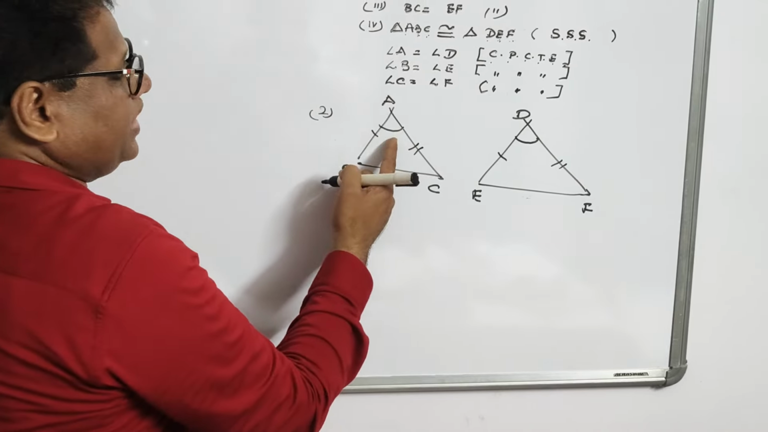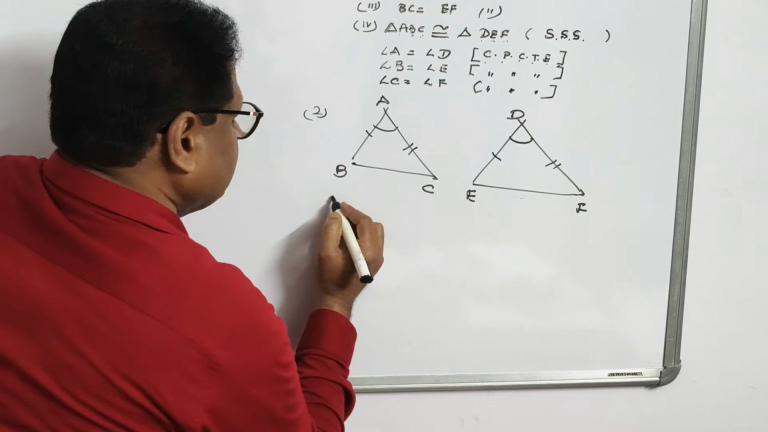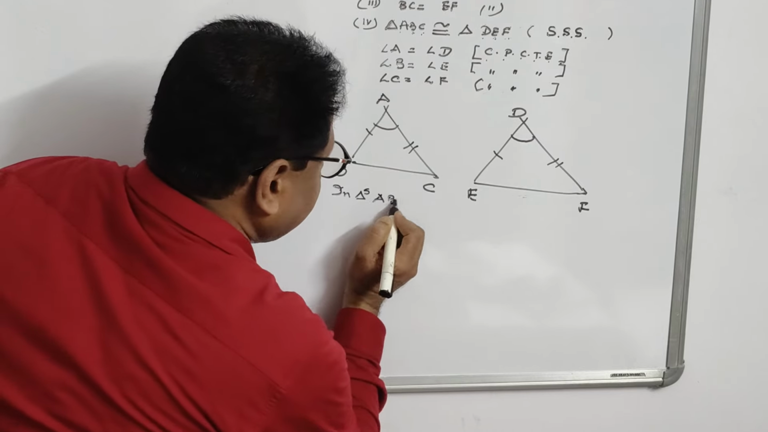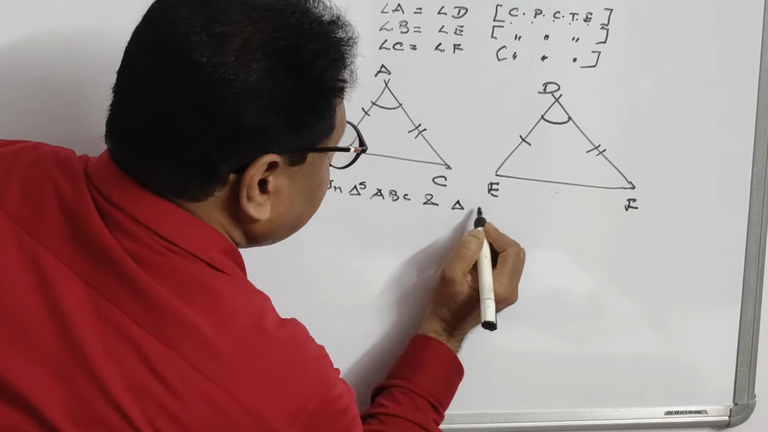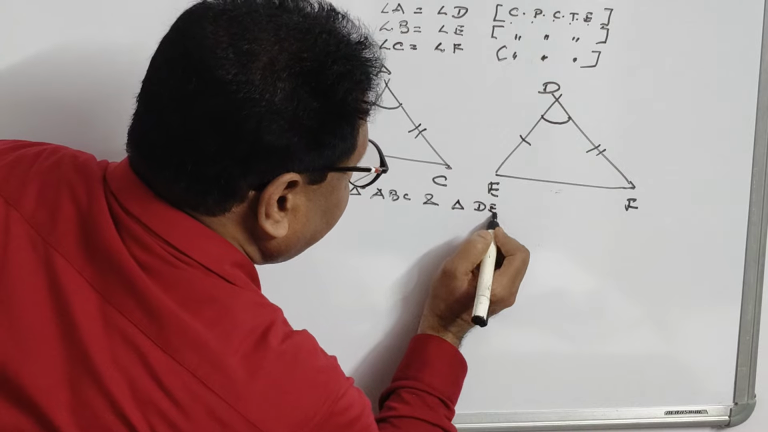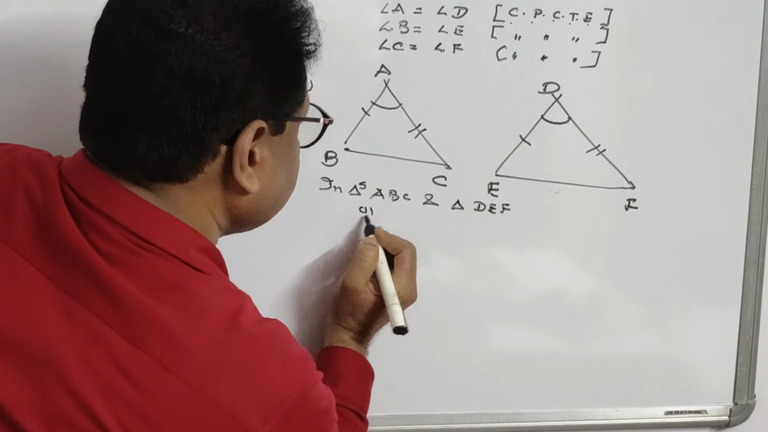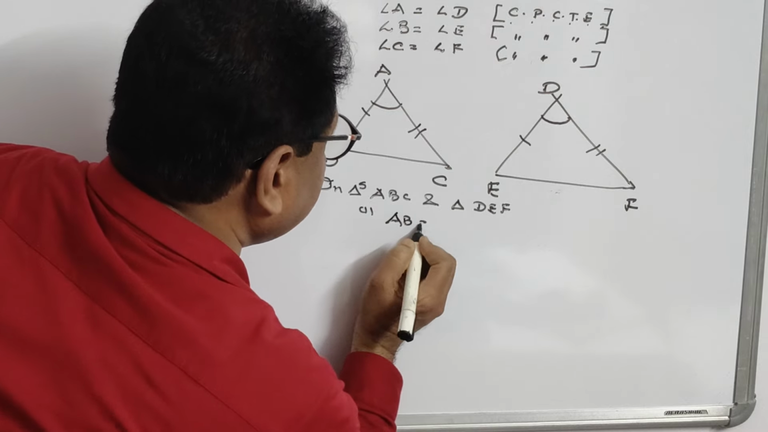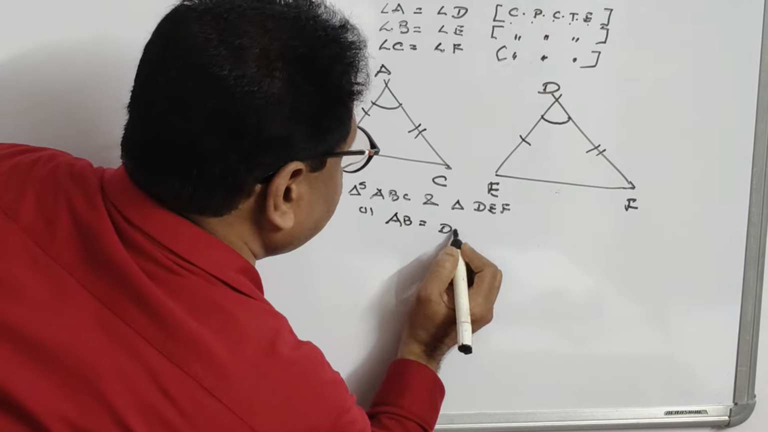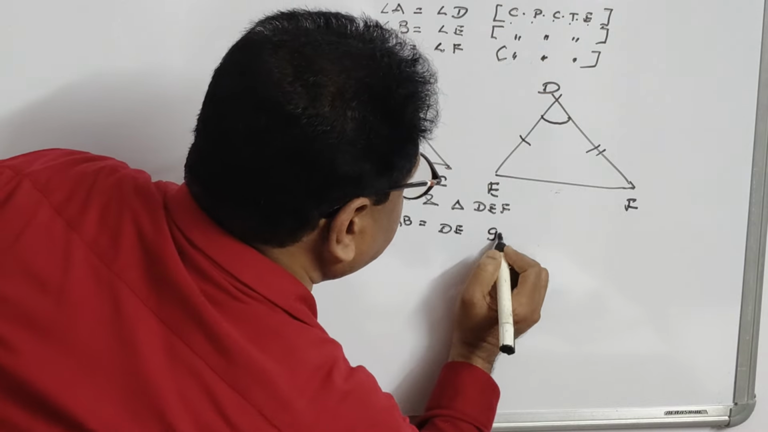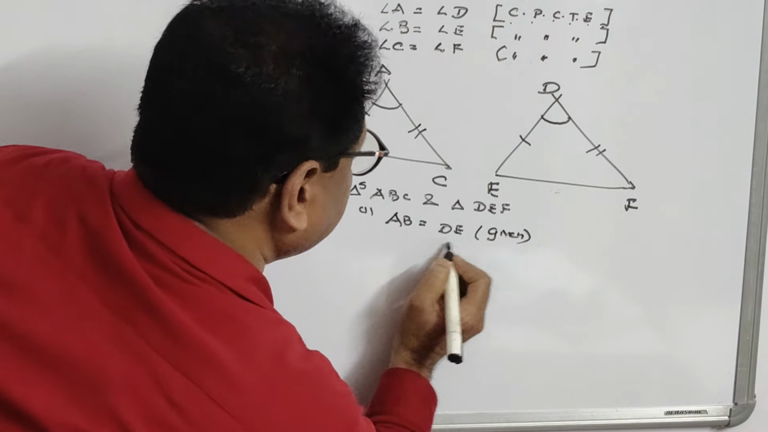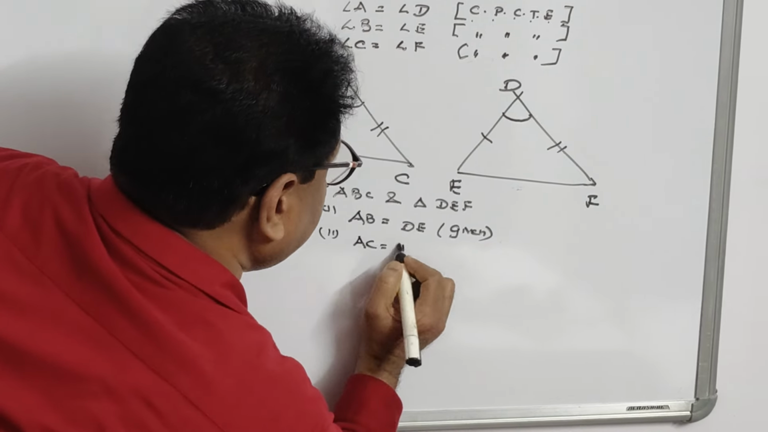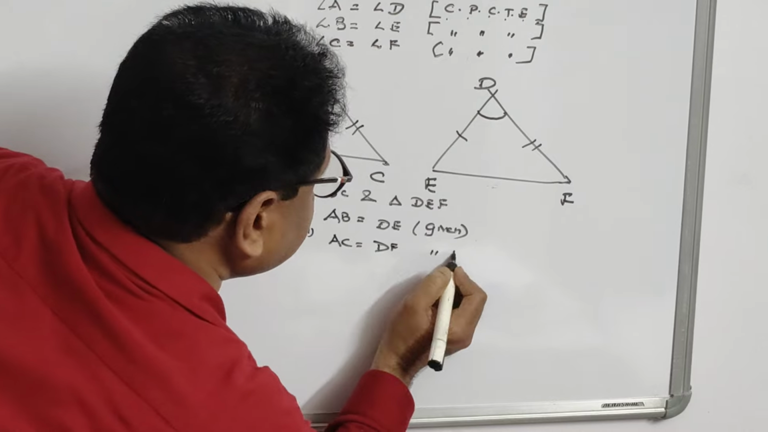Here we have 2 sides, 1 angle. So again you highlight the 2 triangles. In triangles ABC and triangle DEF, first, side AB equals side DE. This is given. Second, AC equals to DF, even this is given.